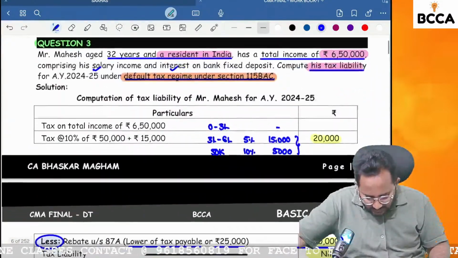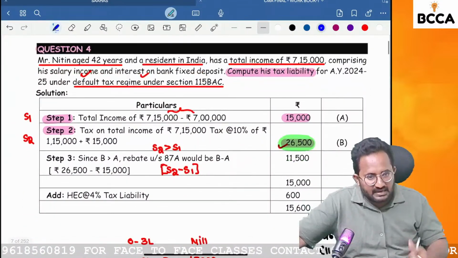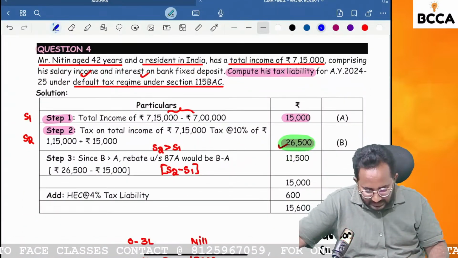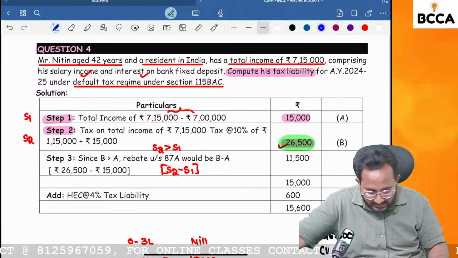Question number 3 and question number 4 were already covered in the last session itself.